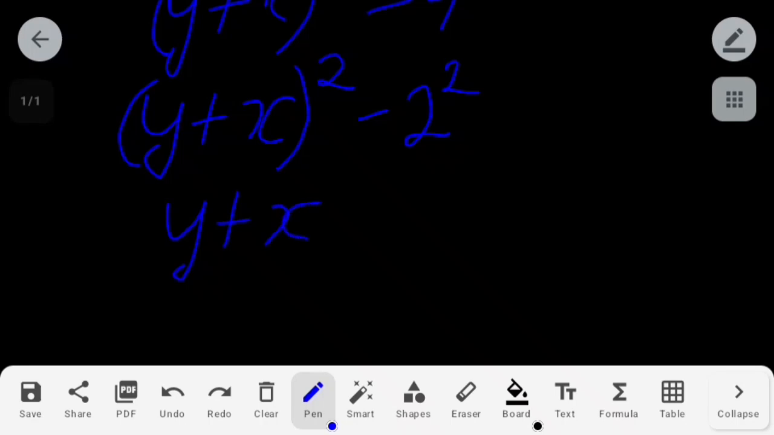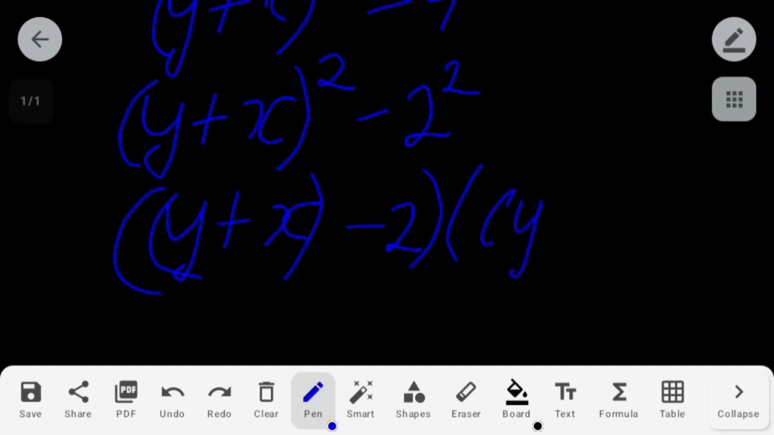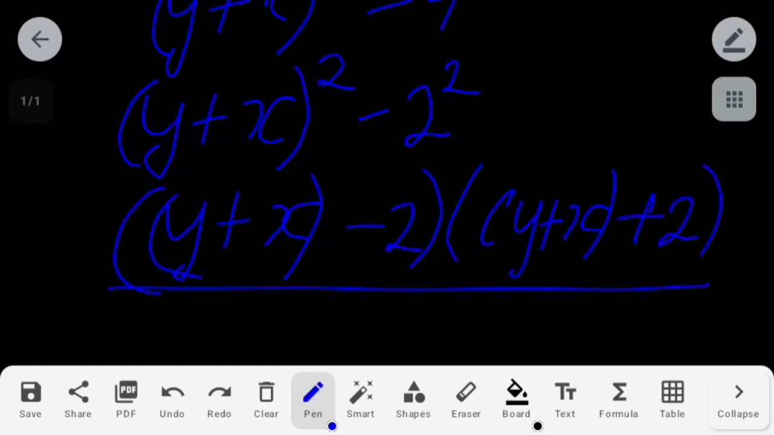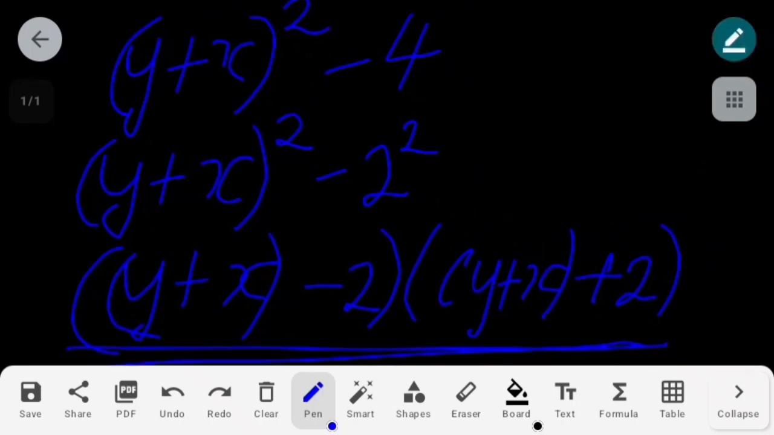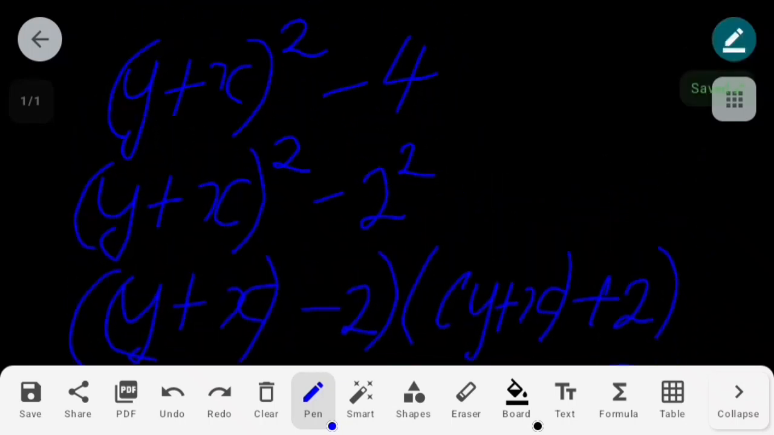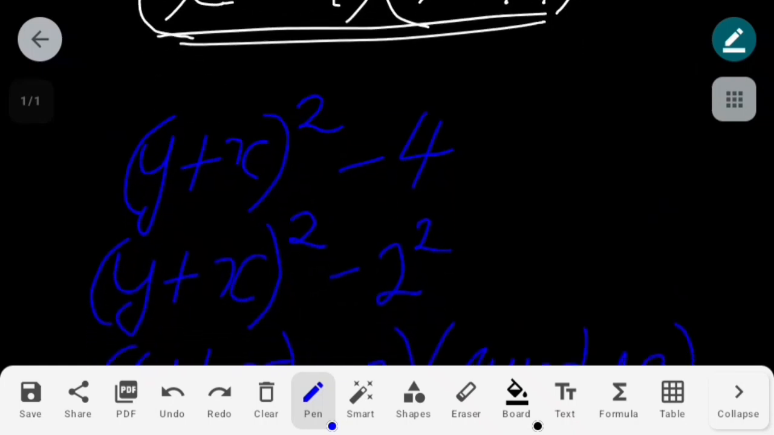Now we can apply difference of two squares, in which we say y plus x minus 2 in one bracket, and in the other bracket y plus x plus 2. Okay, so this is how we use difference of two squares to factorize this.